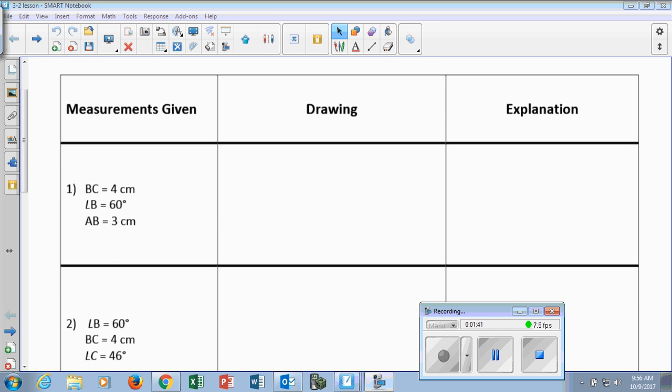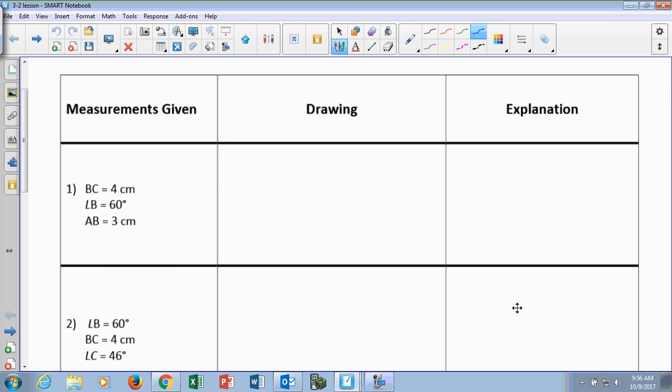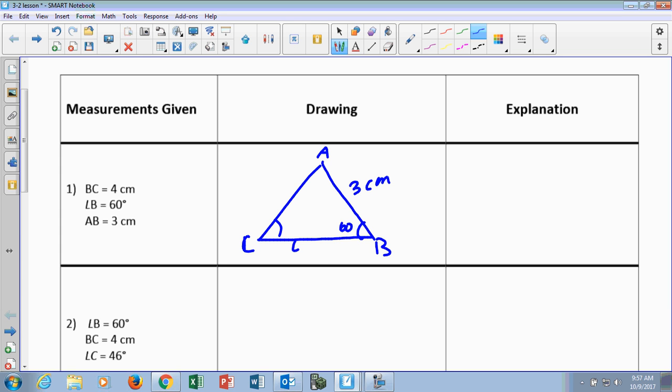I saw everybody with at least a few triangles drawn. That's good. Mine's not going to be the greatest here, but I'll try to match it as best I can. When you drew a triangle, it could look something like this. If you had angle A, they gave you angle B's measurement. This is my angle B, which was supposed to be 60 degrees. Side AB was supposed to be 3 centimeters, and BC was 4 centimeters.